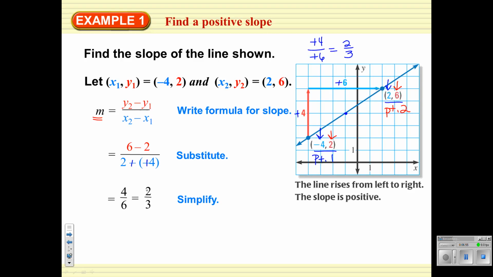So we end up with 4 over 6, which is 2 over 3, which is exactly what we got when we counted. Notice our y goes up 4, so our change in y is 4. Our change in x is 6. So there's our first example.